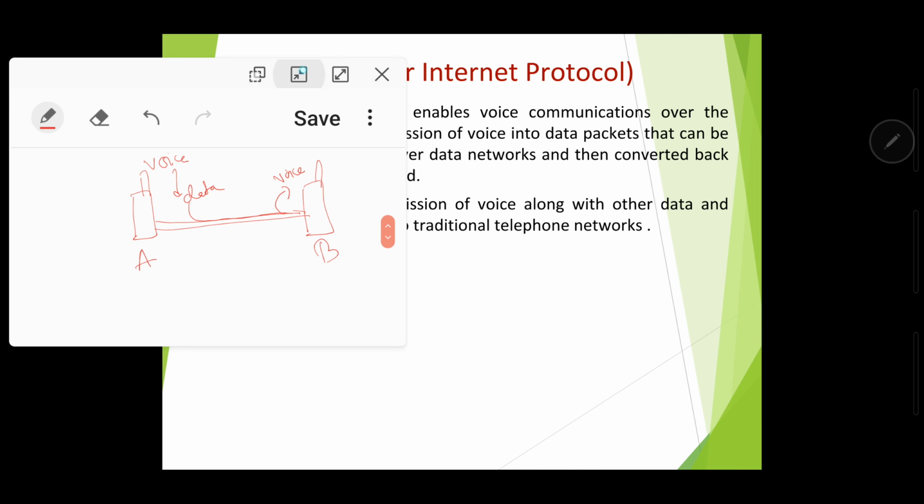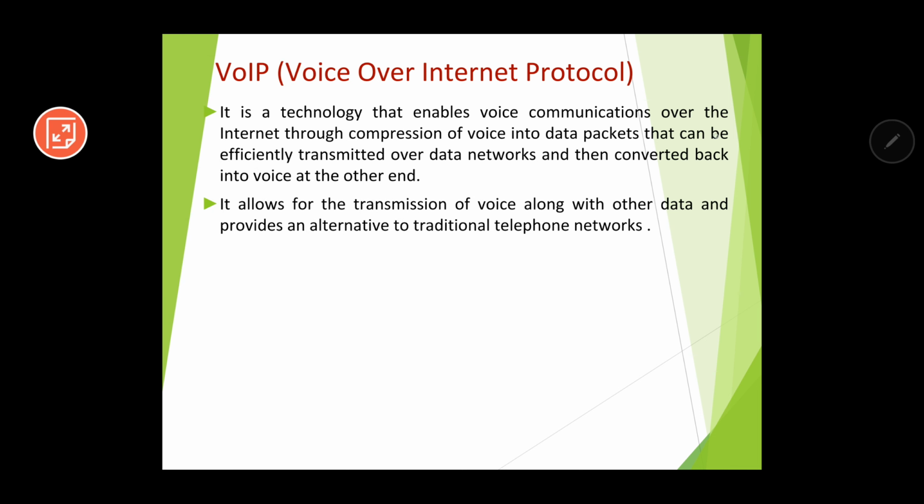So it is a technology which enables voice communications over the internet by compression of voice, meaning voice is compressed into data packets and they are efficiently transmitted via the transmission medium. It allows for the transmission of voice along with other data and provides an alternative to traditional telephone networks. So if your network service provider supports VoIP, then you can use the internet connection for talking with your friends also and for browsing the internet also.